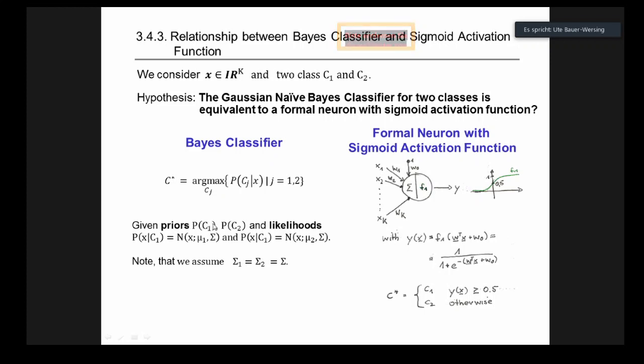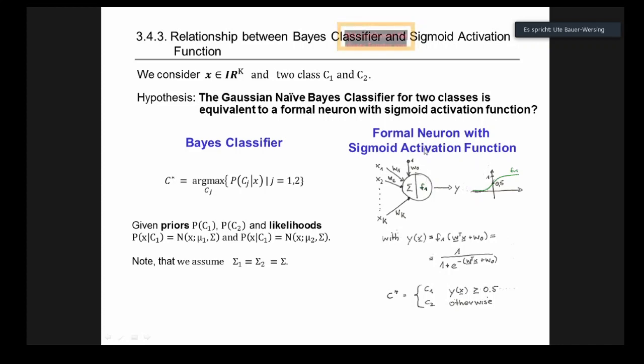And now we are formulating this a bit more abstractly. So we have priors for class 1 and class 2, and we assume that the likelihoods for class C1 and class C2 are normal distributions parameterized by a mean vector and a covariance matrix. And for the proof we are doing right now, we're assuming that the covariance matrix for class 1 and class 2 are the same.